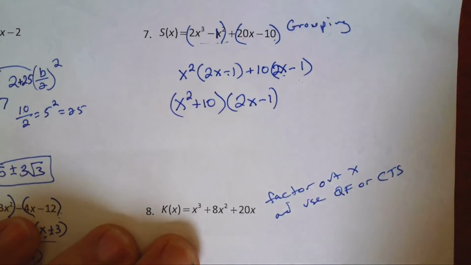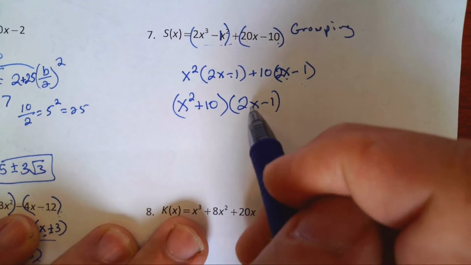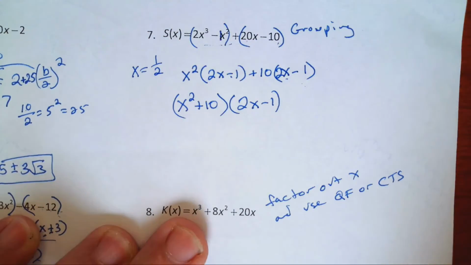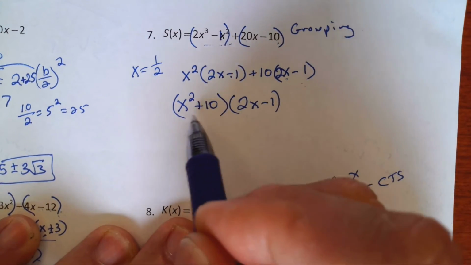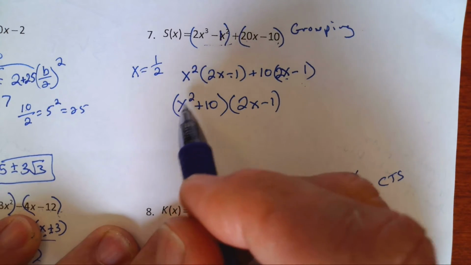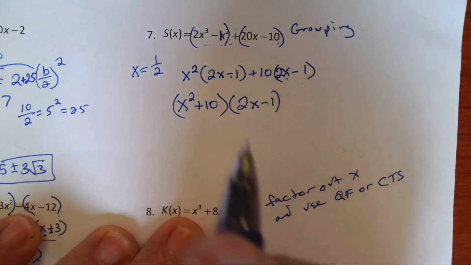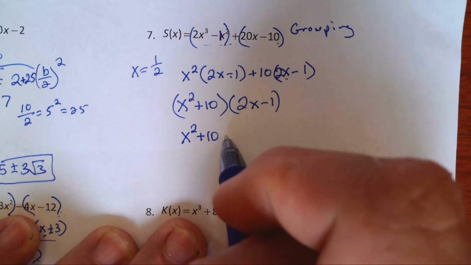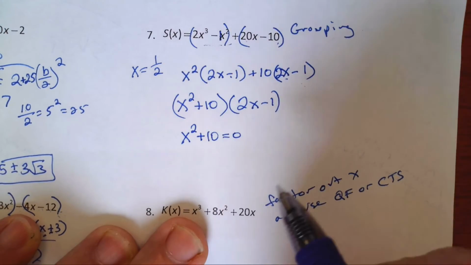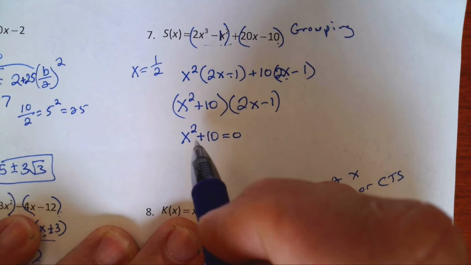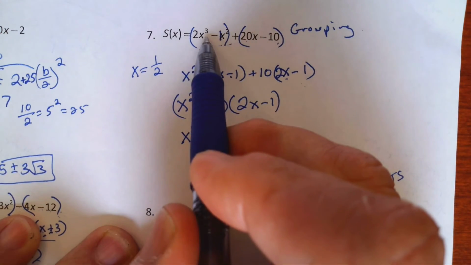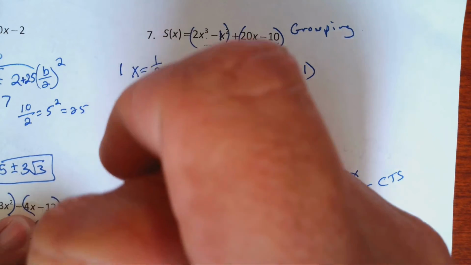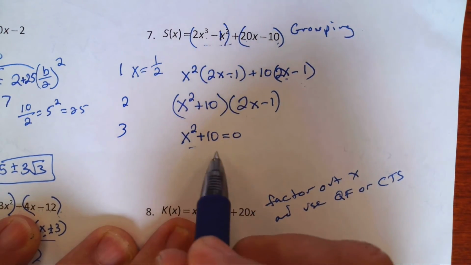So for our solutions, we got one solution right here. It would be 1/2. x equals 1/2. And then for this one, if you can get it down to a binomial, like an x squared and some number, that's great, because that means you can just do the square root method to find your last two solutions. Because remember, we're looking for 3. We got 1 right here. We need 2 more. And they're going to come from this.